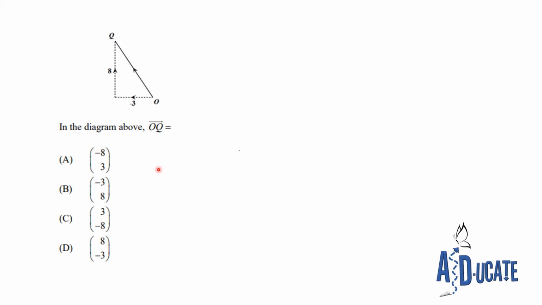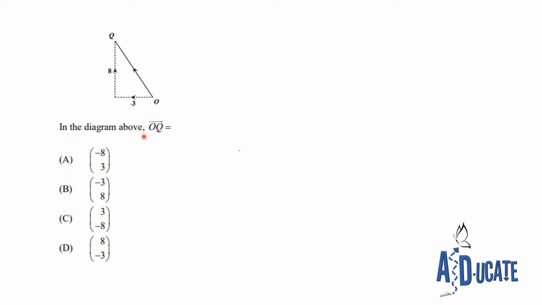Here we have a typical CSEC multiple choice question on vectors. We're given a diagram and asked to represent it in column vector notation. What we need to realize is that this vector OQ starts at O. The tail of our vector is at O. Where is O? O is at the origin.